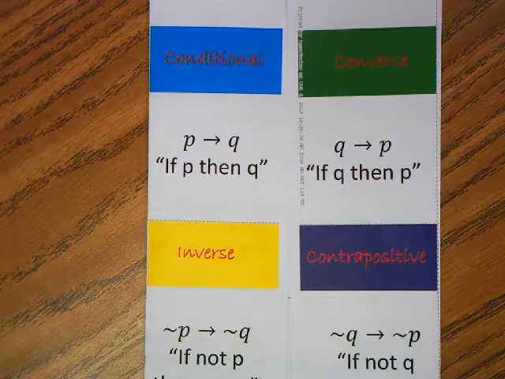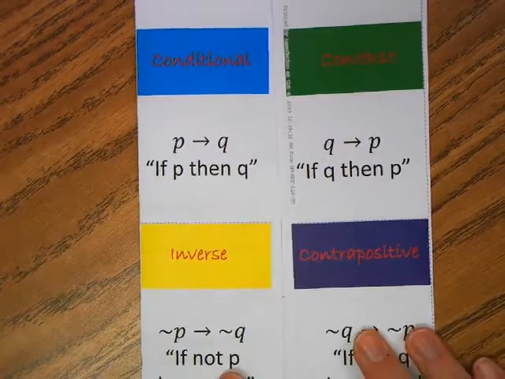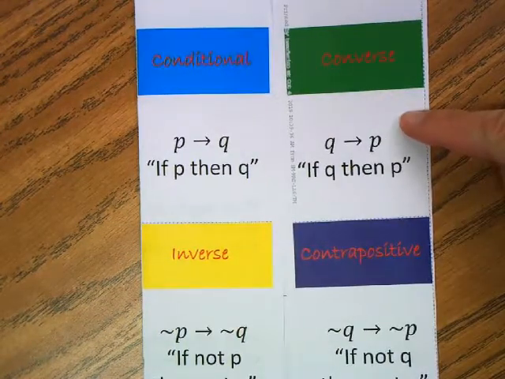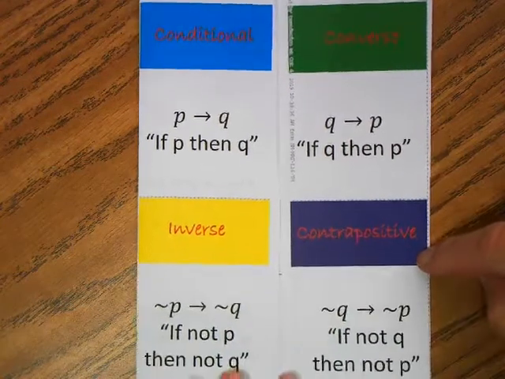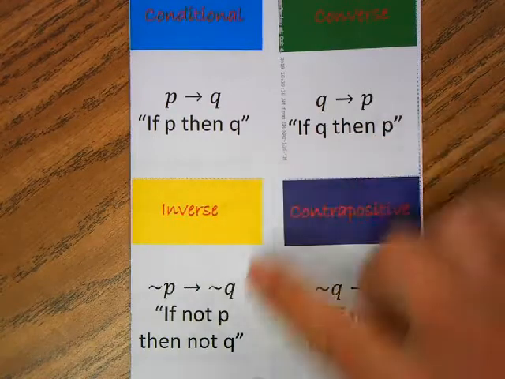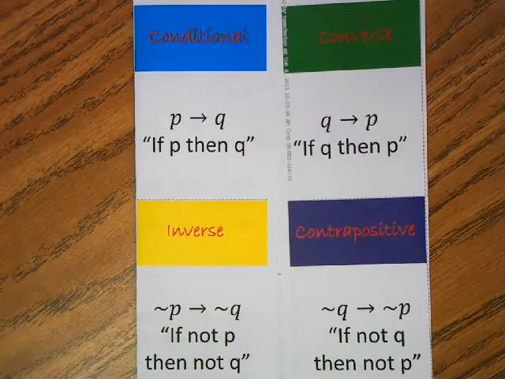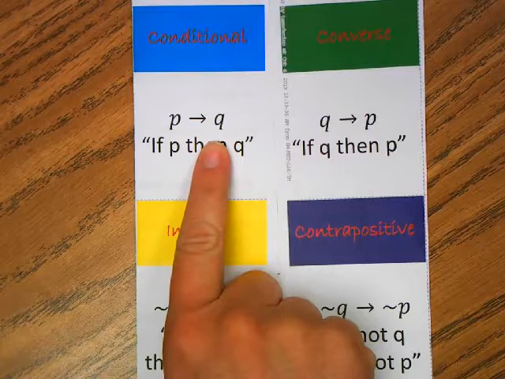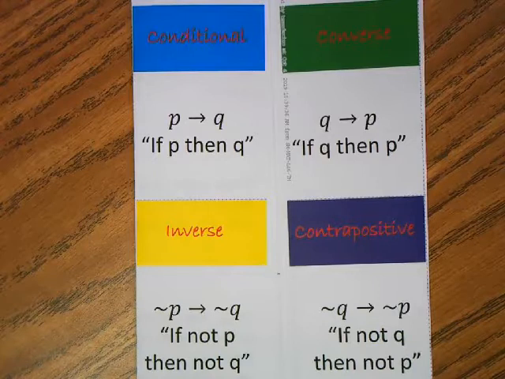All right, so now we're ready for page 11. On page 11, you'll not only see conditional statements, but you're also going to see converse statements, inverse statements, and contrapositive statements. We talked about on page 11 how for conditional statements, we use the symbolic representation of if P then Q. There are also symbolic representations for the other three statements as well.